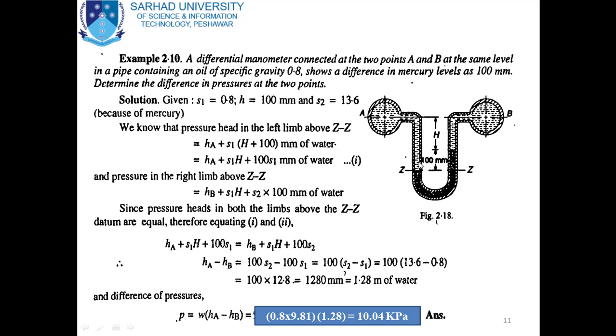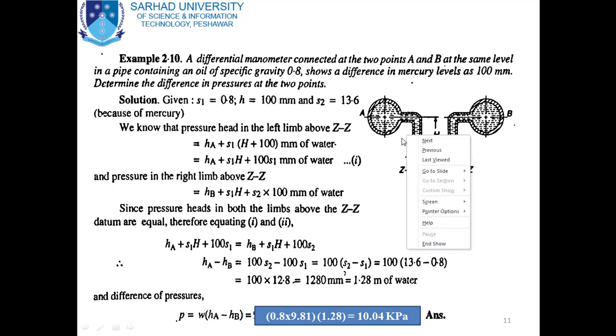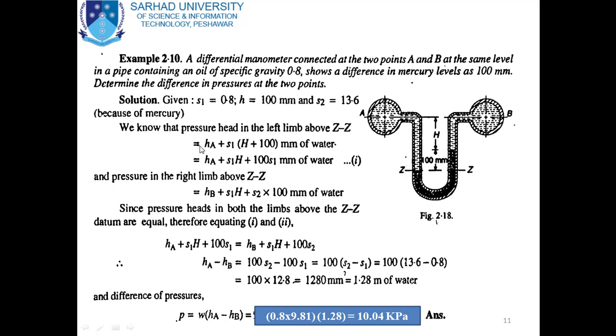So this column height is equal to this capital H plus 100. Multiplying this height by S1, we will get the pressure in this column. So pressure in the left limb is equal to HA plus S1 into capital H plus 100 mm of water. We will simplify this, we will get HA plus S1 capital H plus 100 S1 mm of water. Let this be equation 1.